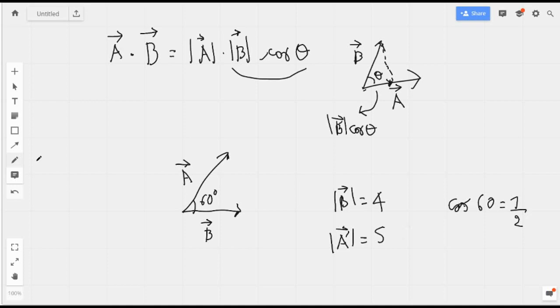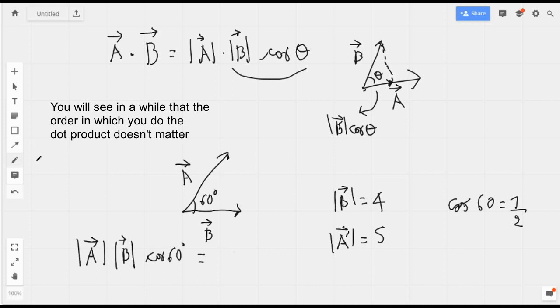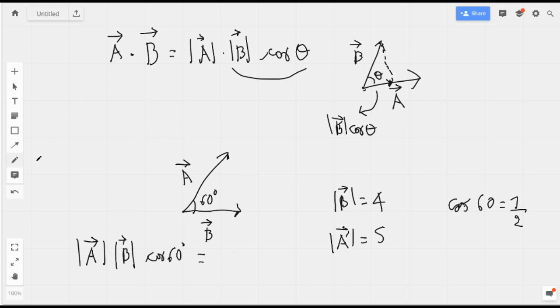So what happens when we take the dot product? What we can take is A dot B: the magnitude of A, magnitude of B, cosine of 60, which gives us what? 5 times 4 times half, which is equal to, that gives us 10. As you can see, it's quite straightforward.